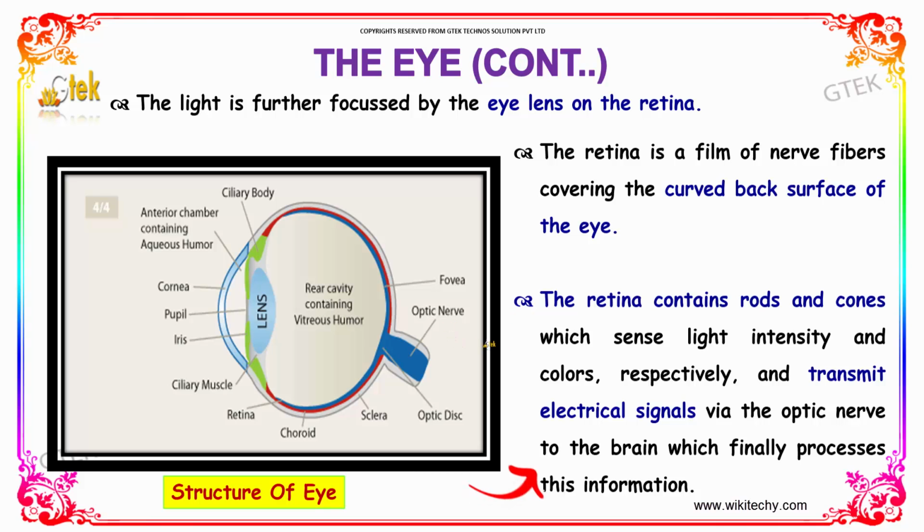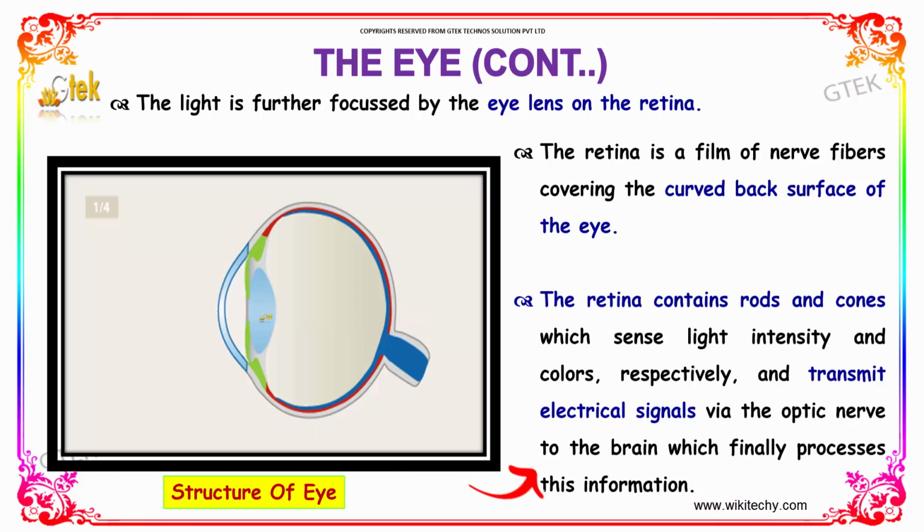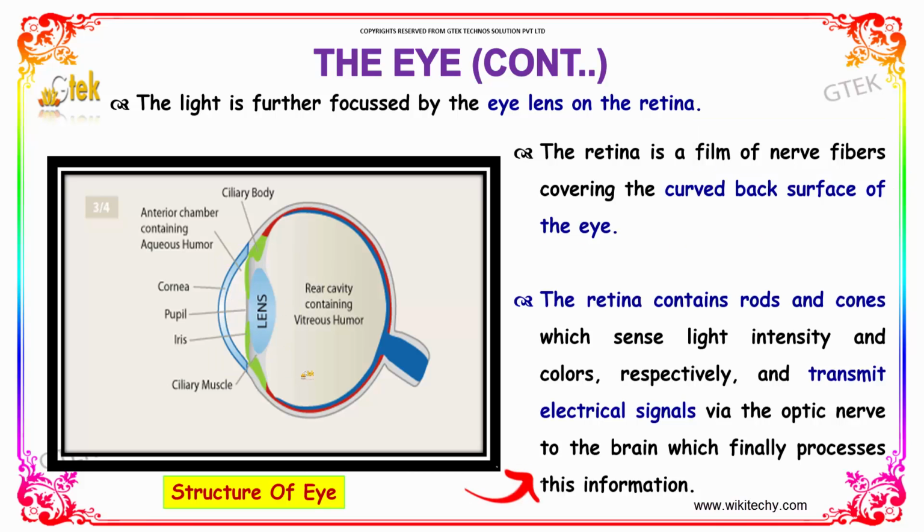If we see, the light is further focused by the eye lens on the retina. So this one is the eye lens, where you are able to see. The retina is considered to be the film of nerve fibers covering the curved back surface of the eye. And also you can see here the retina.